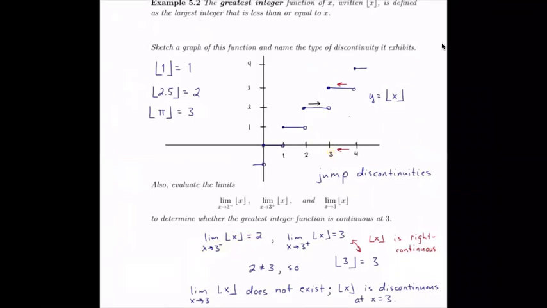So we just end up only ever getting a 2 out for anything on this side. So it turns out that the limit as x approaches 3 from the left of the greatest integer function of x is 2. So hopefully we've convinced ourselves of that.